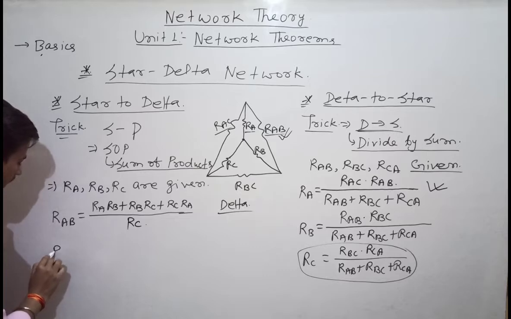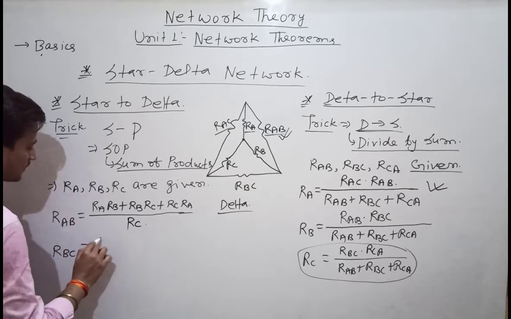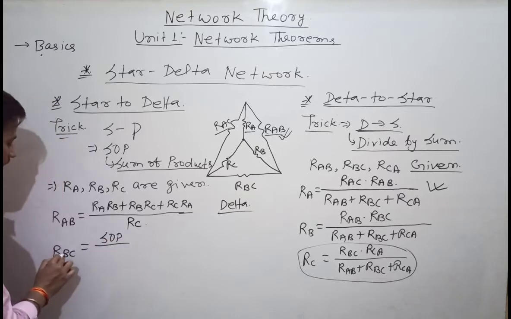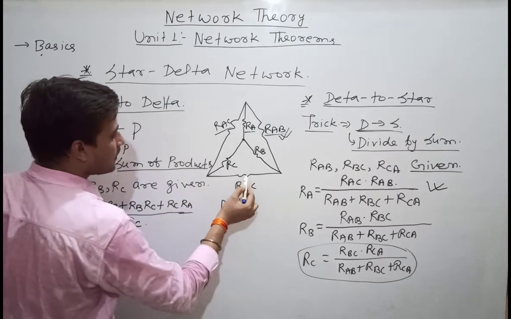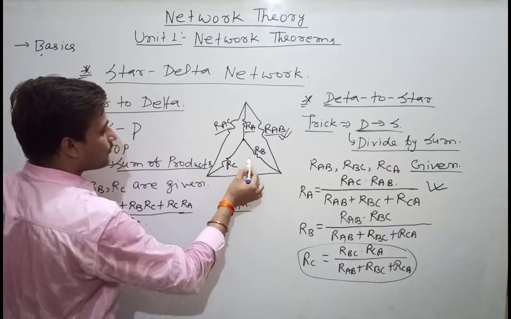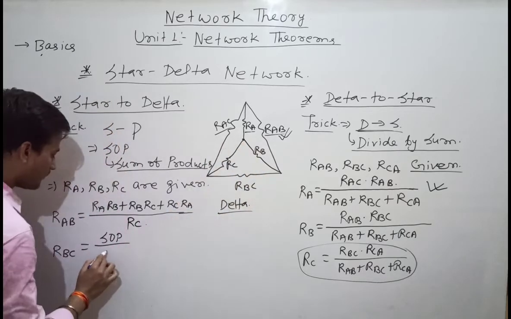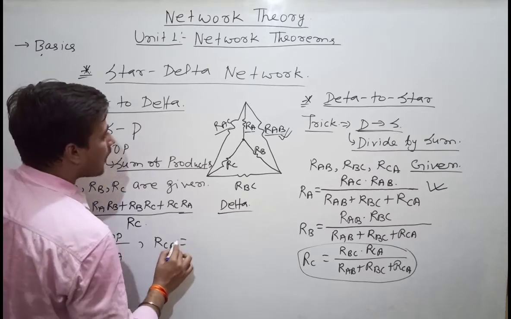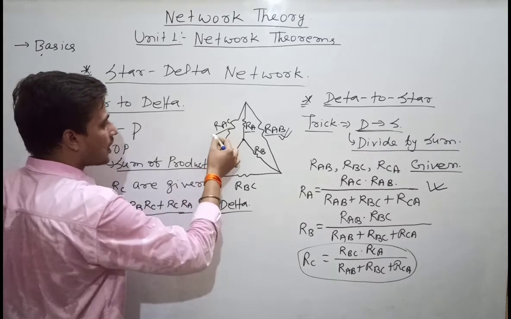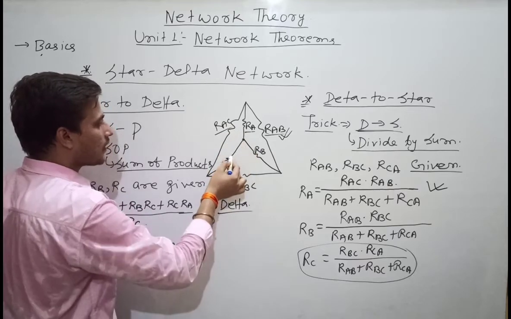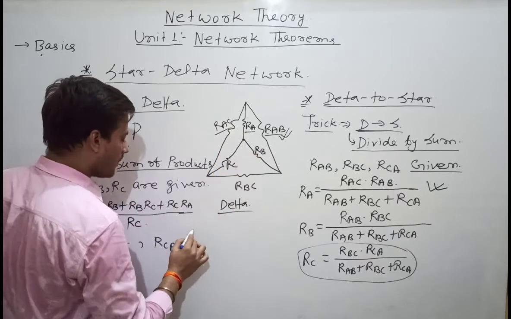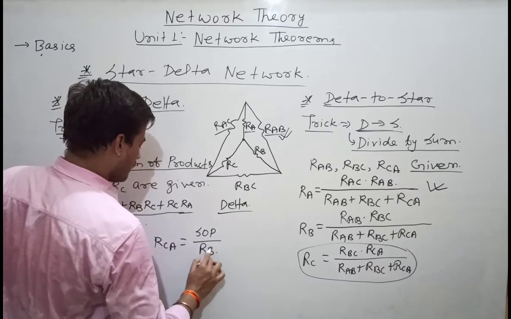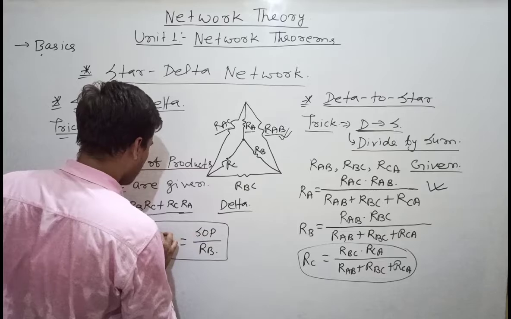Similarly, next RBC. For RBC, at the numerator you will simply write sum of products, divided by here RBC, that means it is connected to RB and RC directly. So here it will be divided by RA. Similarly, RCA. For RCA, it is directly connected to RA and RC. So here you will have to divide by RB. SOP divided by RB.